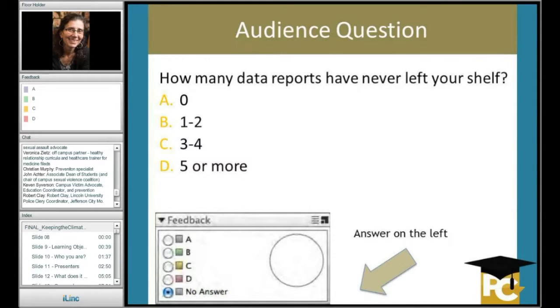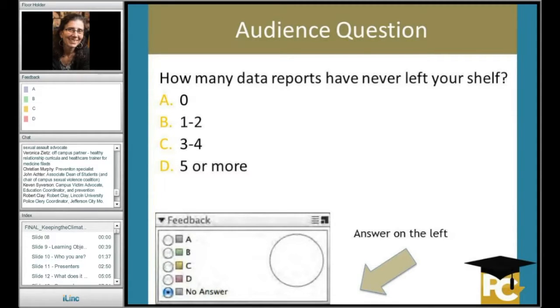So it looks like about 50% of folks are saying 1 to 2. We do have a little more than a third saying 0, but 5 or more, oh, it's changing. People are changing their answers, 14%. So are you surprised with these results, or what do you make of that?